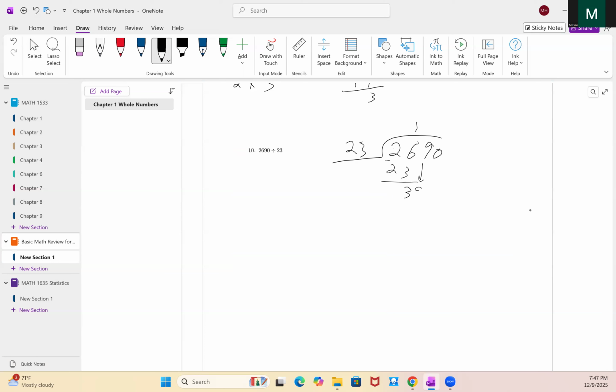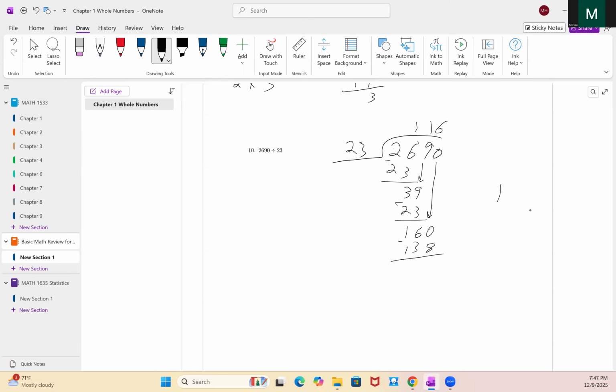Bring down the 9. 23 goes into 39 1 time. 1 times 23 is 23. Subtract. 9 minus 3 is 6. 3 minus 2 is 1, 16. Bring down the 0. 23 goes into 160 6 times. 6 times 3 is 18. 8, carry over 1. 6 times 2 is 12, plus 1, 13.